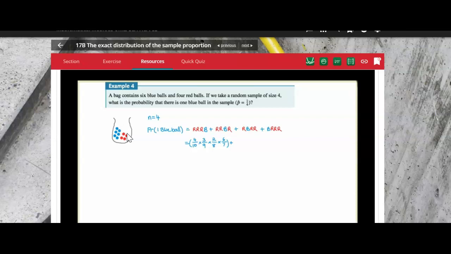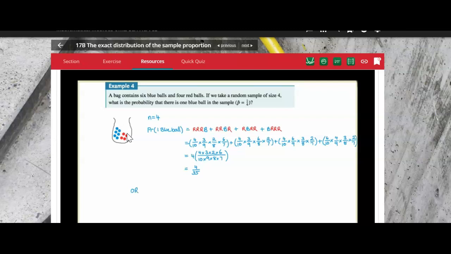For the second one, again, the probability that the first one is red is 4 out of 10. The probability that the second one is red is 3 out of 9. The probability that the third one is blue is 6 out of 8. And the probability that the last one is red is 2 out of 7. In the same way, I worked out the third combination and the last combination. When we work that one through, we get an answer of 4 out of 35.